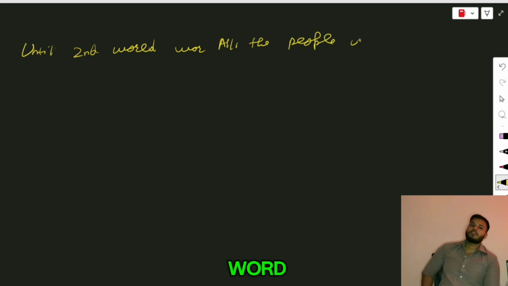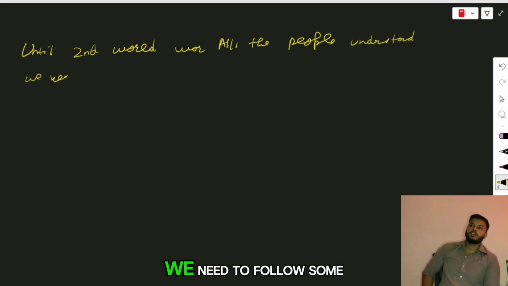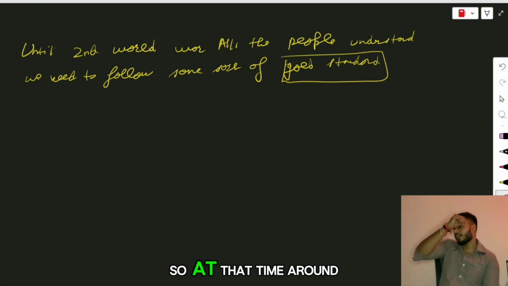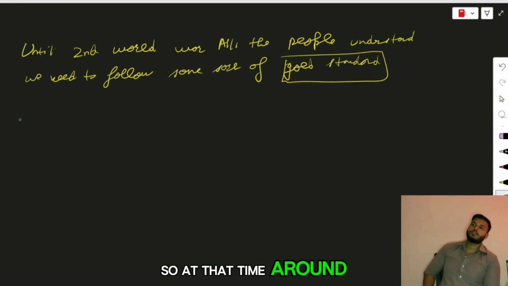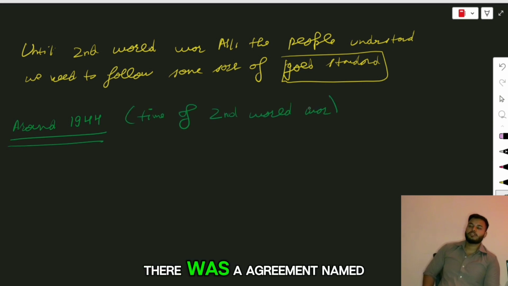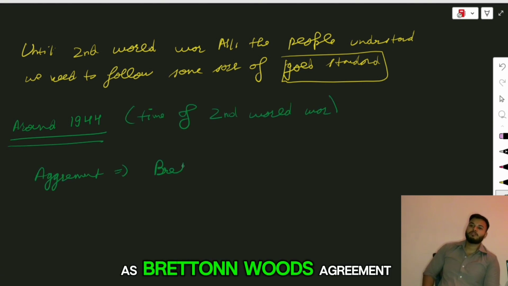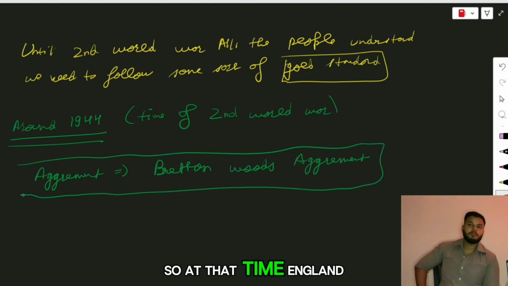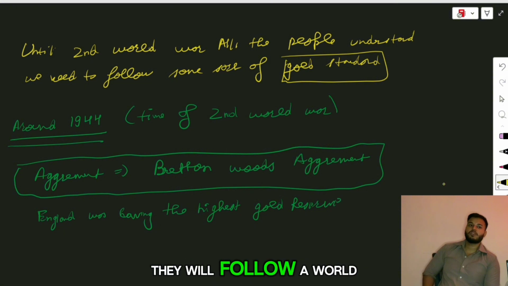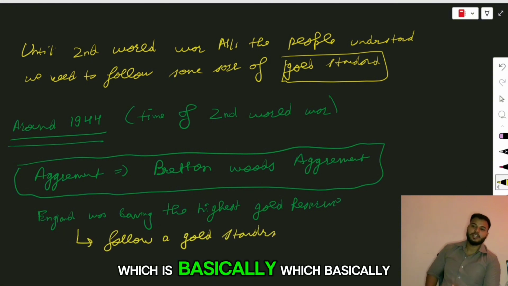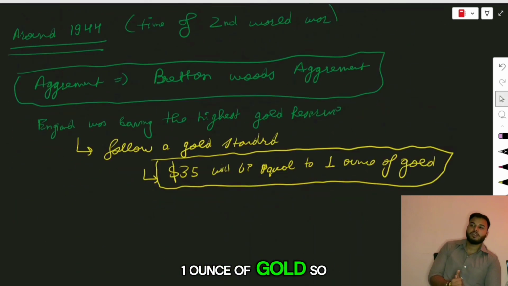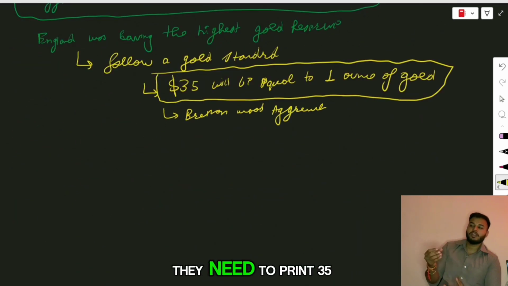So until the Second World War, all the people understood that we need to follow some sort of gold standard. So at that time, around 1944, during the Second World War, there was an agreement named the Bretton Woods Agreement. At that time, England had the highest gold reserve. What they decided is that they will follow a gold standard, which basically says that $35 will be equal to 1 ounce of gold.